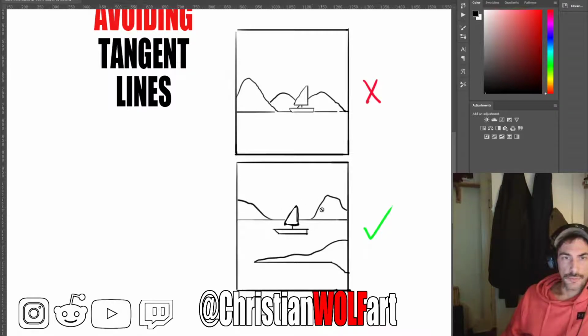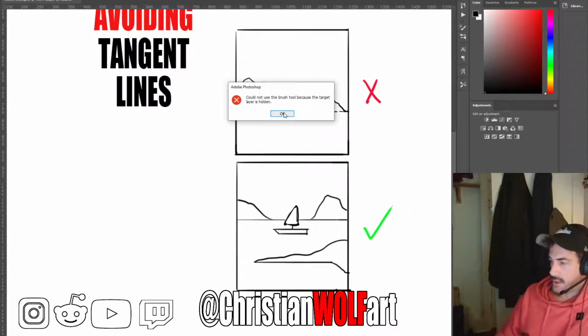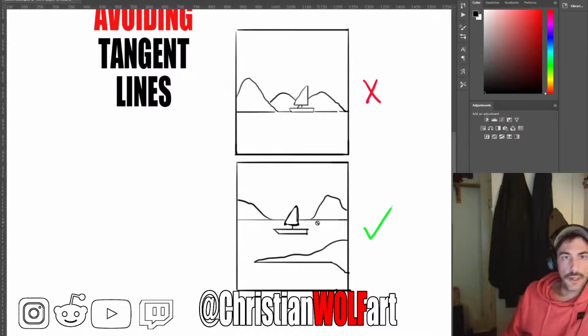Next week we'll focus on composition and the importance of moving the eye around. But this is one of these things you want to start getting your brain thinking about. Avoiding tangents is almost like a reflex when you're drawing. Okay, so there's another example.